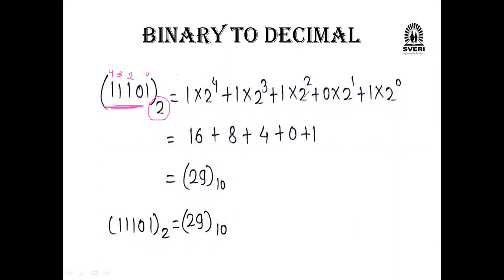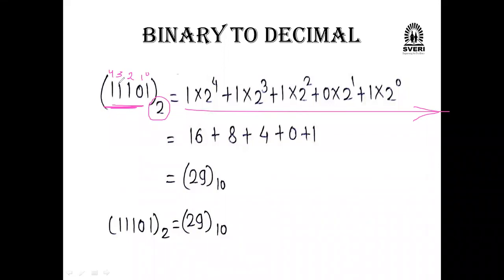Then 0 into 2 to the power of 1, plus 1 into 2 to the power of 0. You have to write it like this. Starting from 0, we count 0, 1, 2, 3, 4 here.